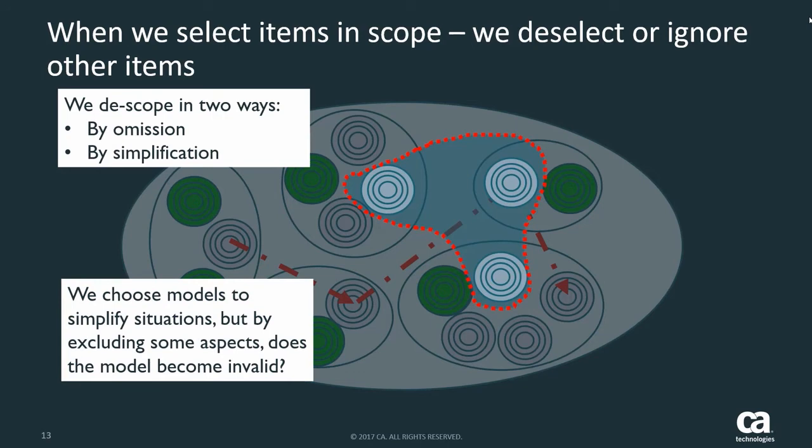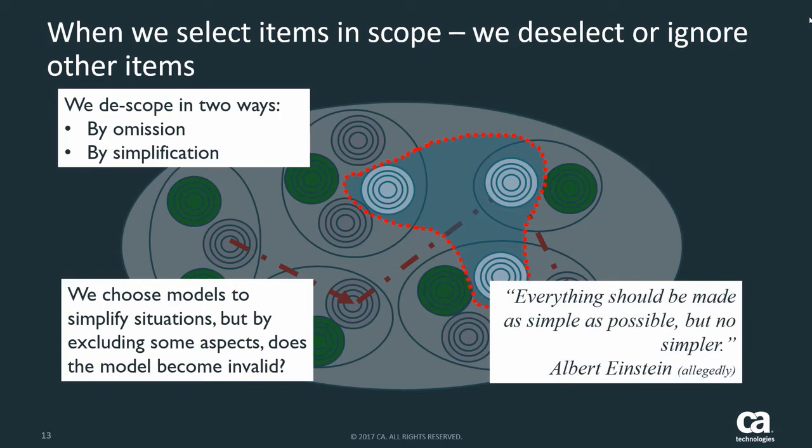We can choose models to simplify and descope things, but by excluding some aspects in our model, does the model become invalid? That is, are the things that we're ignoring not insignificant? That is, perhaps the things that we're ignoring in our model might affect the behavior of our system through the eyes of our model. So we have to be very careful not to exclude things that are seriously important. And there's an old saying attributed to Einstein, of course, which is everything should be made as simple as possible, but no simpler. What that is implying is that when we choose our models, the things we ignore, we have to be very careful about to ensure that they are not significant.